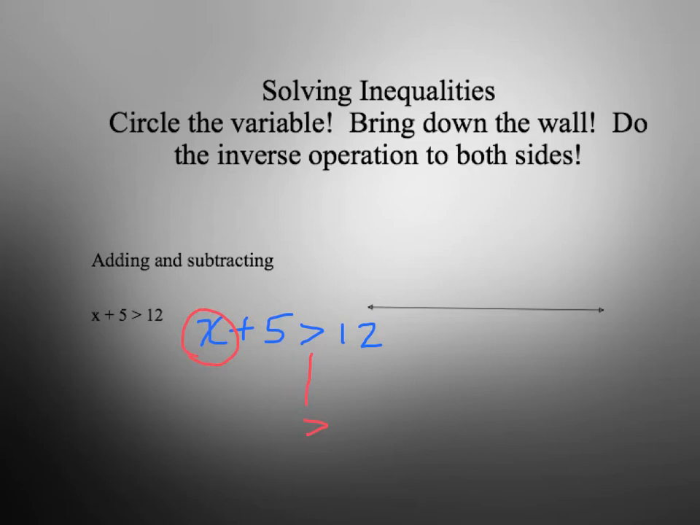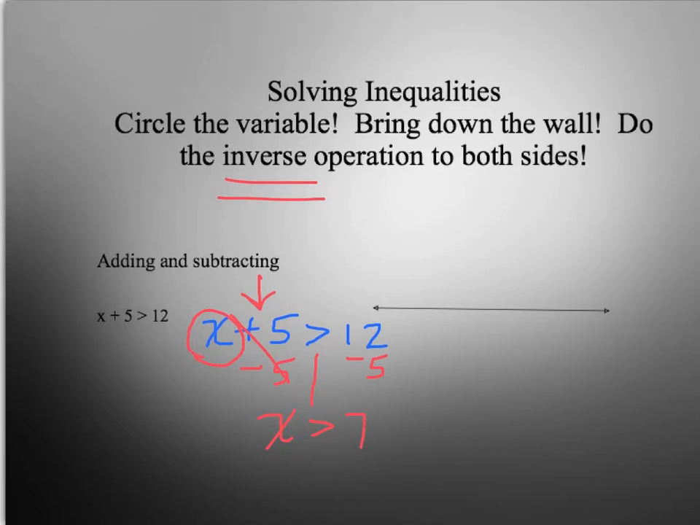I circled the variable over here because that meant this is the side I'm going to work on, and I need to do everything on the left-hand side to get rid of all the numbers near the x because I want to get x by itself. This tells me to add 5, so I'm going to do the inverse operation and subtract 5 on both sides. That cancels out here, which leaves me with x. And then I have 12 minus 5, which leaves me with 7. What that means is x is greater than 7.